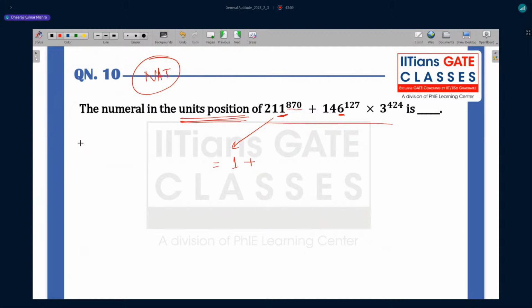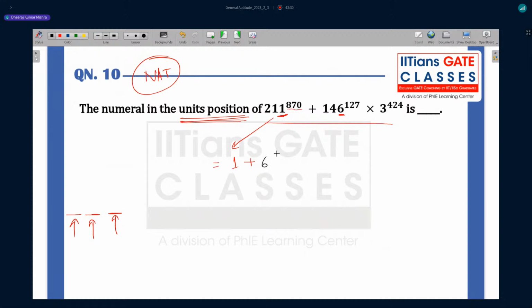Someone is saying 5, and Saurabh Kumar is asking about the unit place. Okay, so unit place means you don't know the meaning of unit place? Unit digit, right? Suppose this is the unit place, this is 10, this is 100. So this will give you 1 and this is going to be 6.